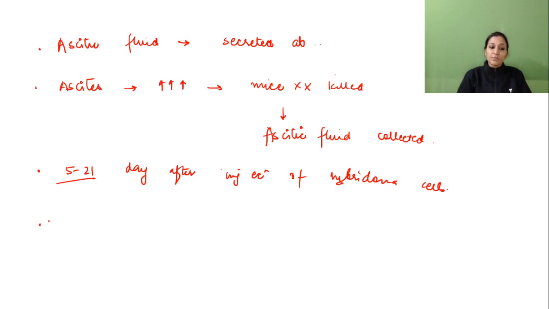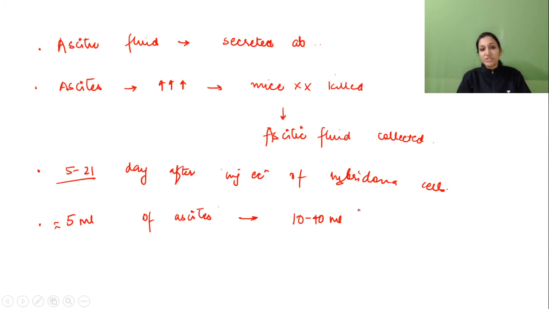Approximately 5 ml of ascites can be obtained from a mouse, and 5 ml of ascites is going to give 10 to 40 ml of monoclonal antibody from a rat. Thus, for the production of monoclonal antibody with a given specificity, it may be necessary to use more than 1 mouse, 2 mice, depending on the amount of monoclonal antibody needed.